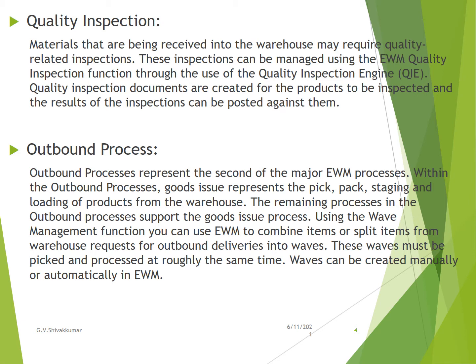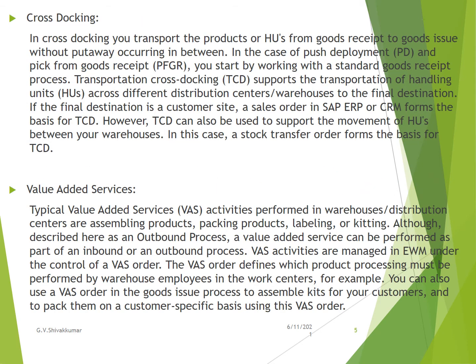Using the wave management function, you can use EWM to combine or split items from the warehouse requests for outbound deliveries into waves. These waves must be picked and processed at roughly the same time. Waves can be created manually or automatically in EWM. As I already told, a wave combines different warehouse requests or warehouse tasks to group them together, and one warehouse order will have multiple warehouse tasks. We can see this one by one in the coming videos.